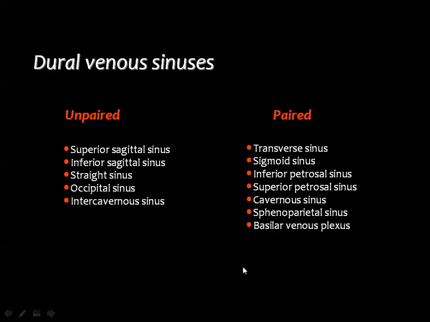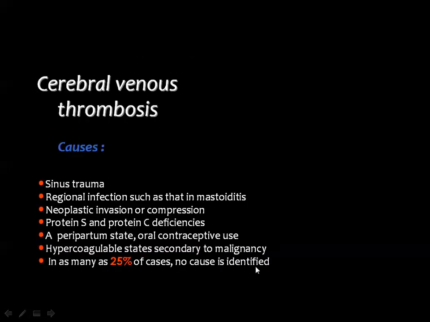The dural sinuses are two types, the paired sinuses and unpaired sinuses. The unpaired sinuses are the superior sagittal, the inferior sagittal sinus, the straight sinus, the occipital sinus, and the intercavernous sinus. The paired sinuses include the transverse, the sigmoid, the inferior petrosal, the superior petrosal, the cavernous sinuses, the sphenoparietal sinus, and the basilar venous plexus.